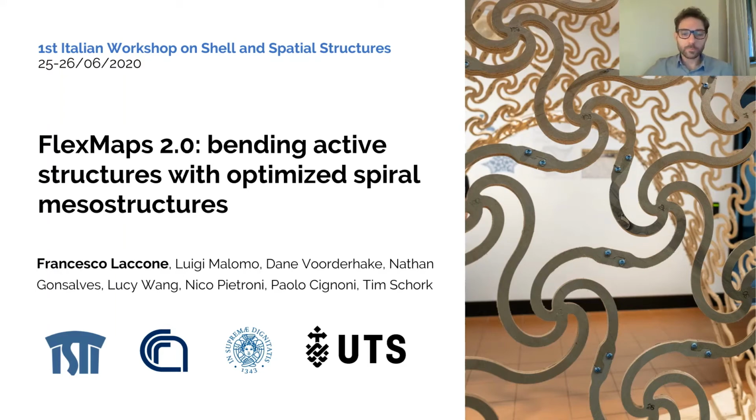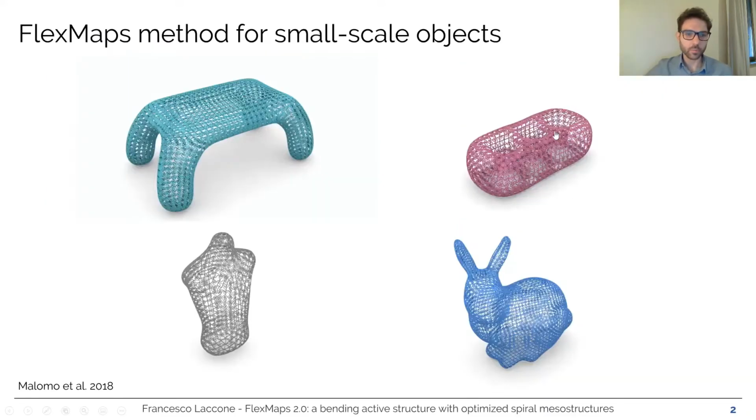Hello everyone, I am Francesco Laccone and I'm going to present you a recent development in the field of bending active structures, entitled FlexMaps 2.0. Bending active structures are structural systems that are based on the use of curved beam or shell elements which are initially straight or planar and are then elastically bent to obtain a 3D form-active shape.